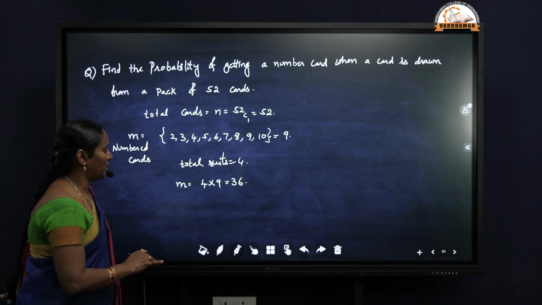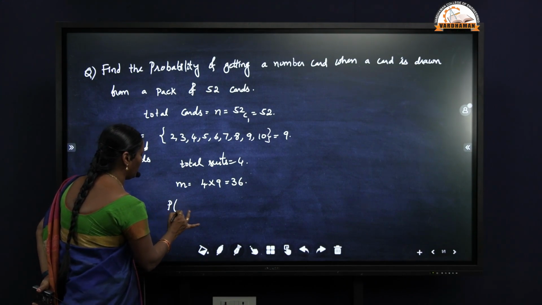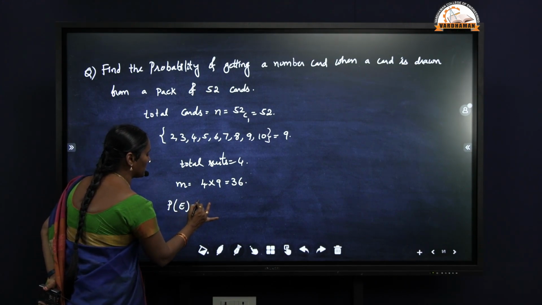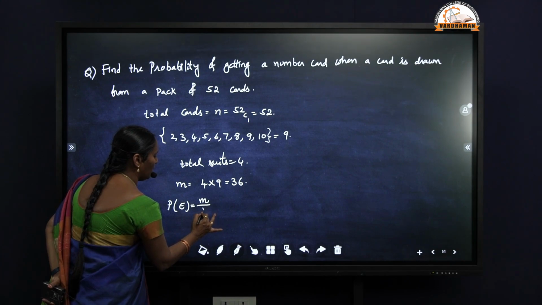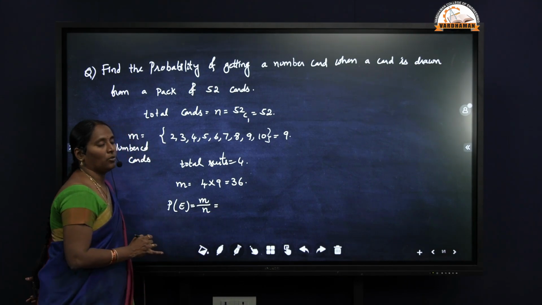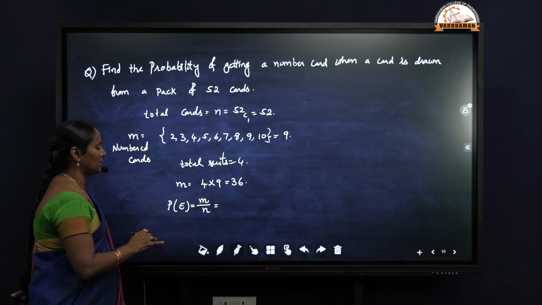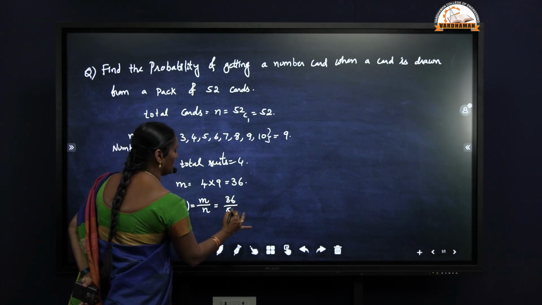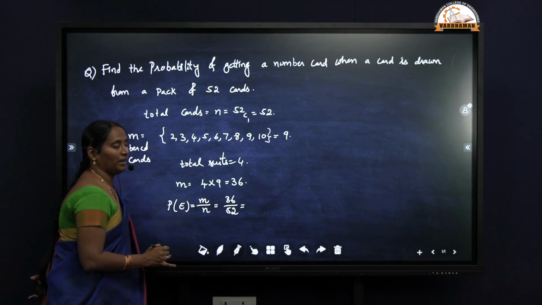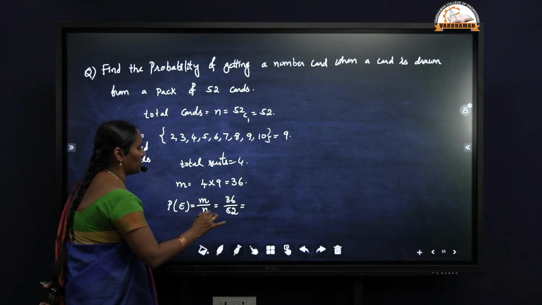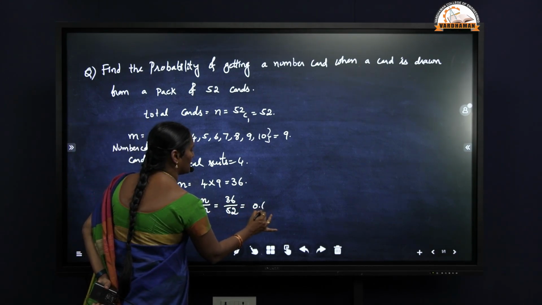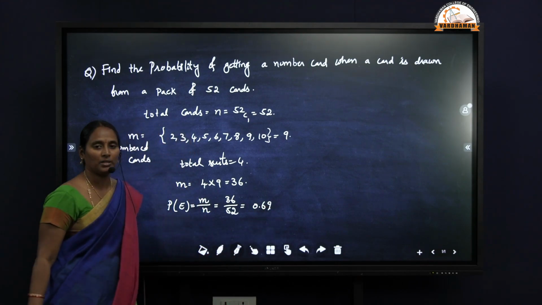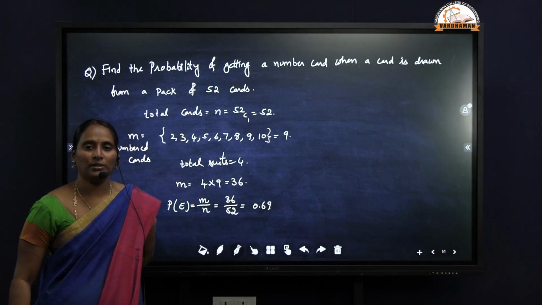Now we are going to define the probability. P of E is equal to the favorable number of cases by the total number of cases, as we just discussed. The favorable number of cases is 36 and the total number of cases is 52. So P of E is equal to 36 by 52, which is 0.69. This is the solution of the given problem.